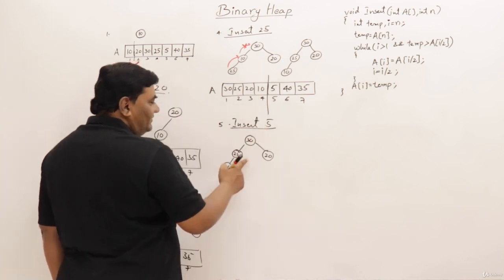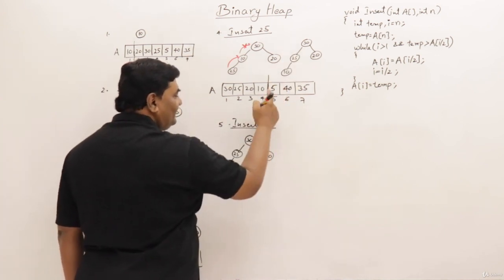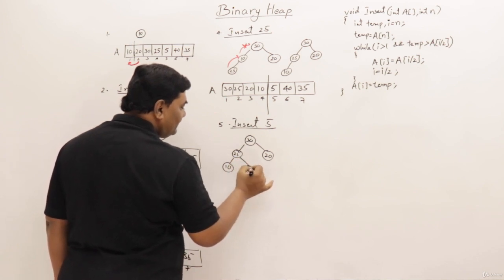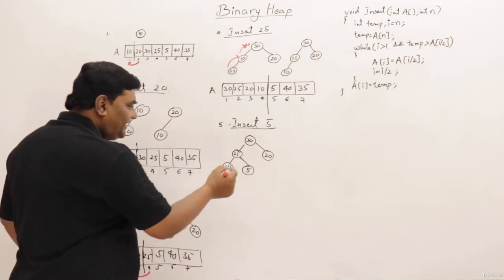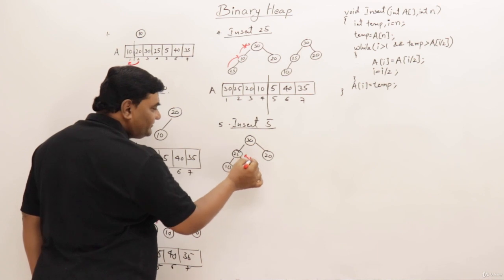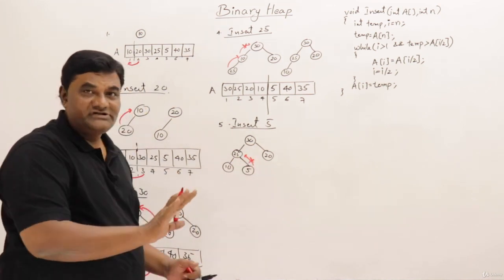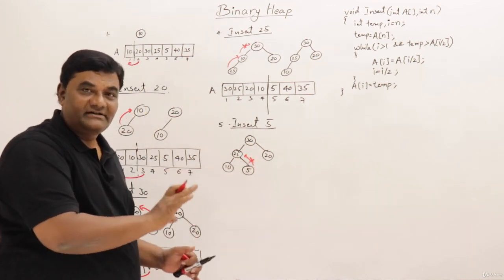Where will it be in the tree? So this is the previous tree. Now we are including 5. So 5 comes here, right? Now compare this 5 with the parent. This is the parent, so it's not greater than the parent. So no change, it is in its right place.